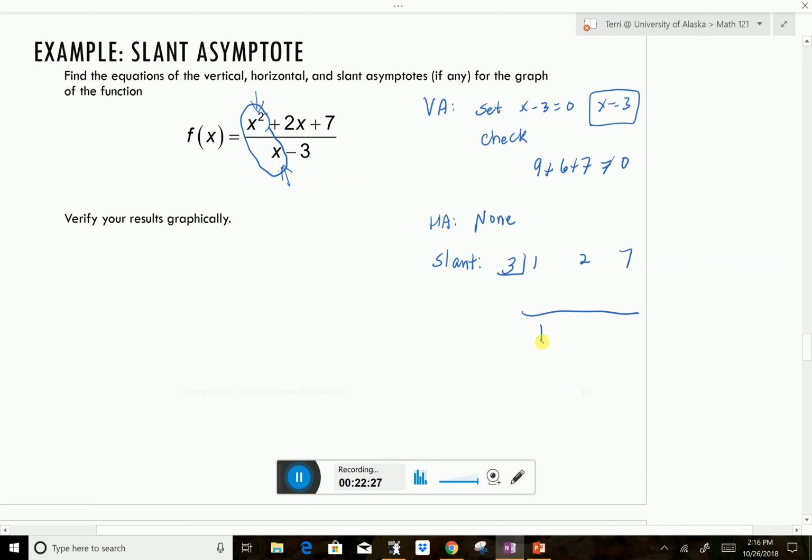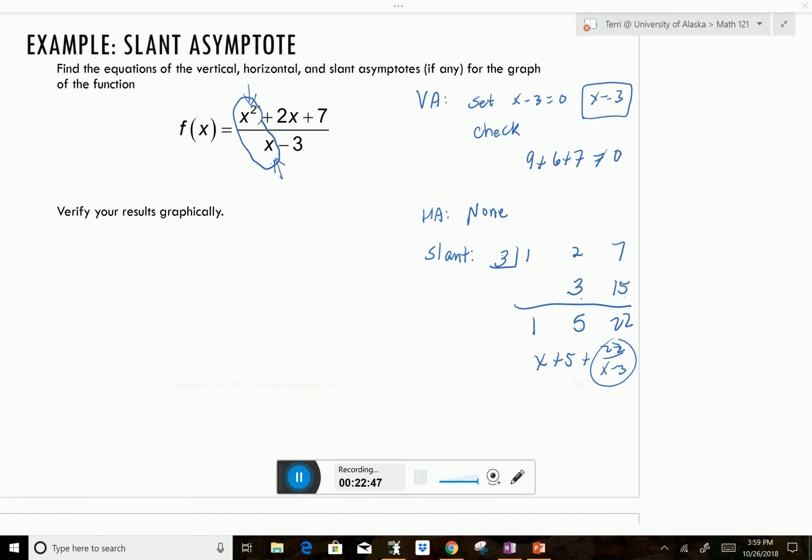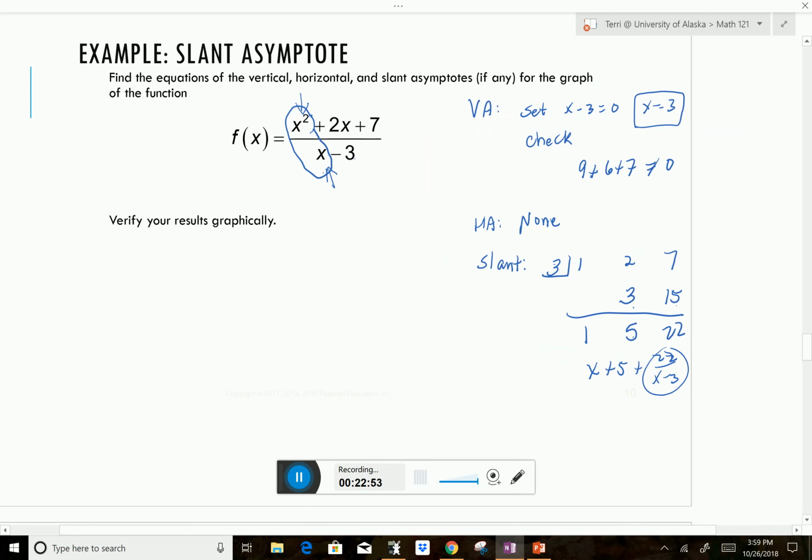Bring down the 1. 1 times 3 is 3. That is 5. 5 times 3 is 15. Plus 7 is 22, so we have x plus 5, and then 22 over x minus 3, which again is going to go off to 0 as x gets large. So our slant asymptote of this function is going to be x plus 5.